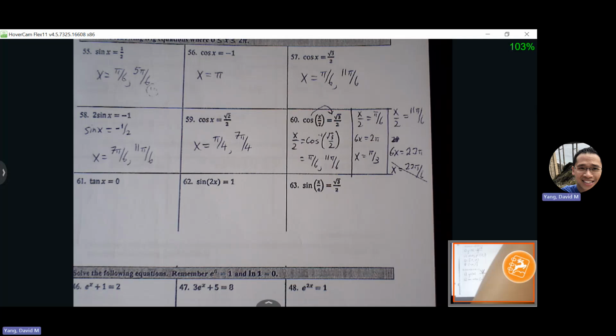Okay, so tomorrow we'll do solving trig equations, log equations, and exponential equations, and also talk about log properties. And then Friday we will do an overall review of this unit.